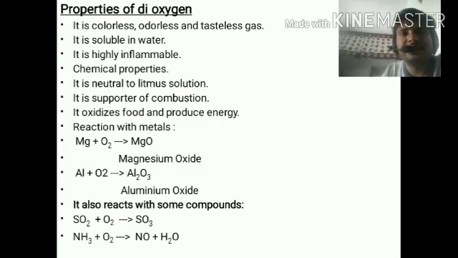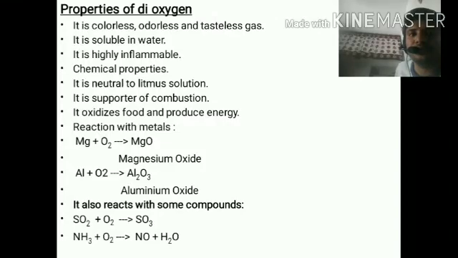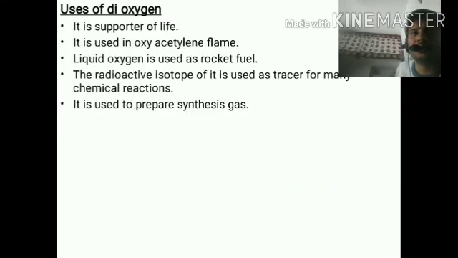First, it is a colorless, odorless, and tasteless gas. It is soluble in water. Some chemical properties: it is neutral in nature, and neutral to litmus solution. It is a supporter of combustion because without oxygen we cannot combust. It oxidizes food and produces energy. It reacts with metals to form metal oxides like magnesium oxide and aluminum oxide. It also reacts with compounds like SO2 to form SO3 gas, and ammonia to form nitric oxide gas.